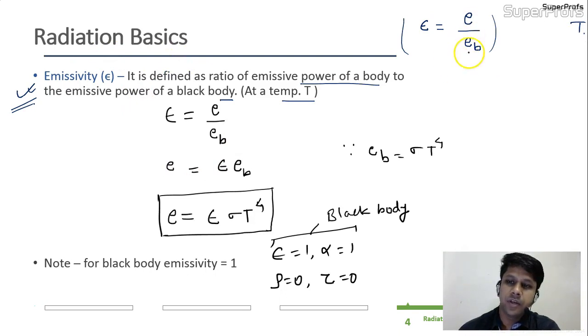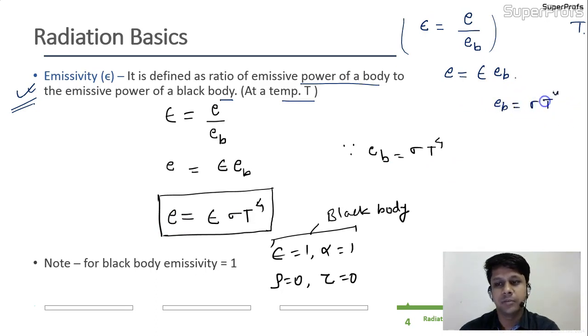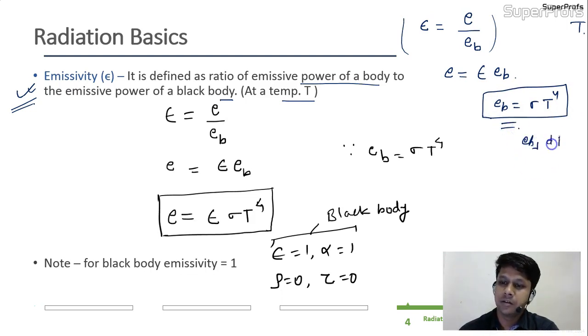Now, if you want to calculate the emissive power of a body, it will be equal to epsilon into sigma T power 4. We already know that the emissive power of a black body, EB, is equal to sigma T power 4. From the Stefan-Boltzmann law, we derived this by integrating EB lambda with respect to lambda from 0 to infinity. So the sigma value you also know.